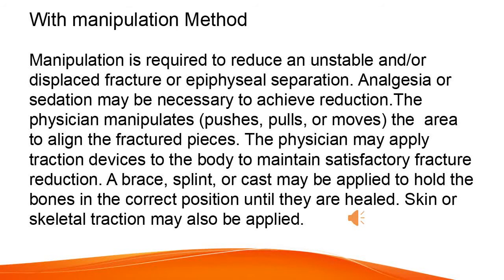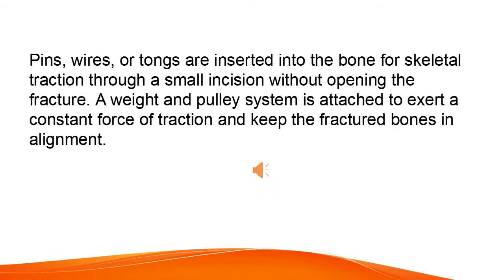A brace, splint, or cast may be applied to hold the bones in the correct position until they are healed. Skin or skeletal traction may also be applied. Pins, wires, or tongs are inserted into the bone for skeletal traction through a small incision without opening the fracture. A weight and pulley system is attached to exert a constant force of traction and keep the fractured bones in alignment.